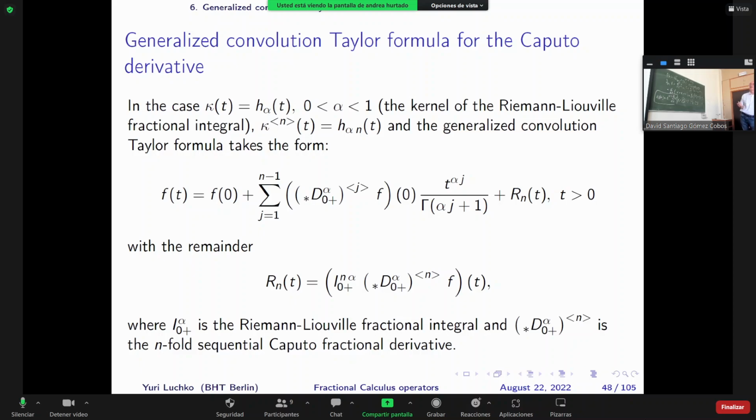And here we have sequential Caputo type derivatives evaluated at the point 0. And the basis functions are power law functions. And the form of the remainder is like this. This is more or less a new formula because earlier some people considered, as I already said, this kind of formulas for the Riemann-Liouville fractional derivative, but not for the Caputo fractional derivative.